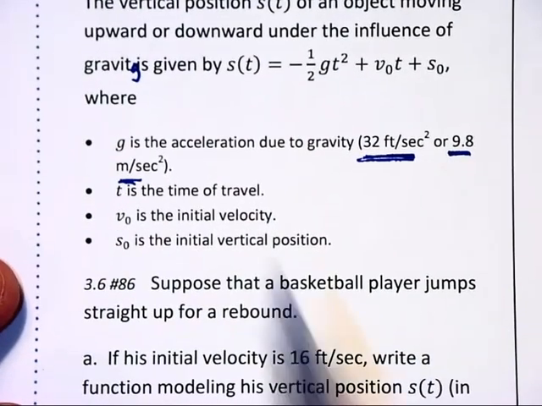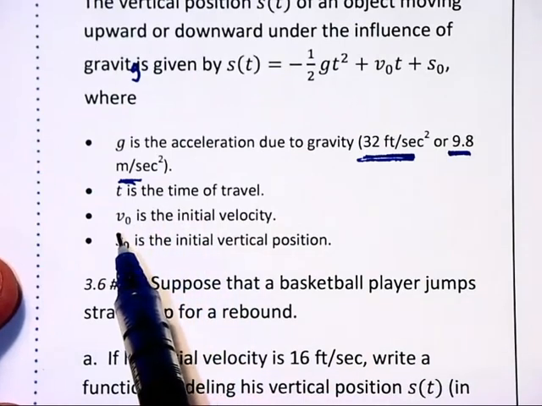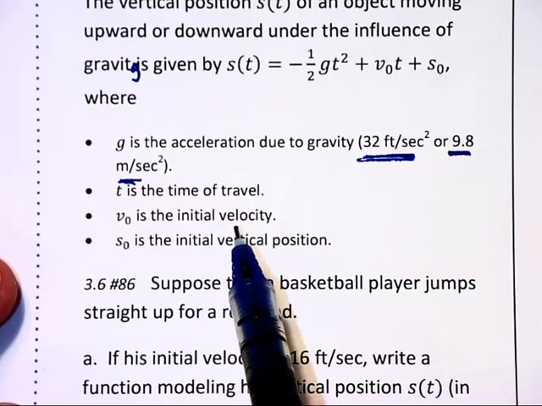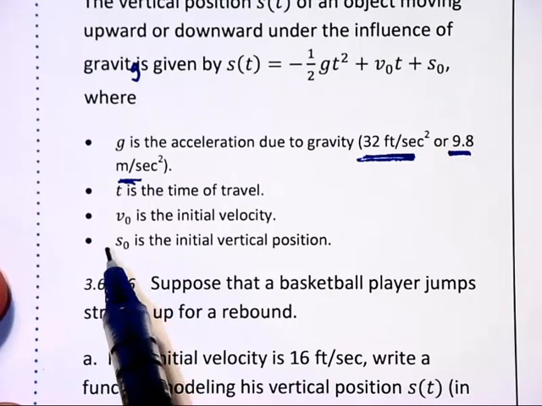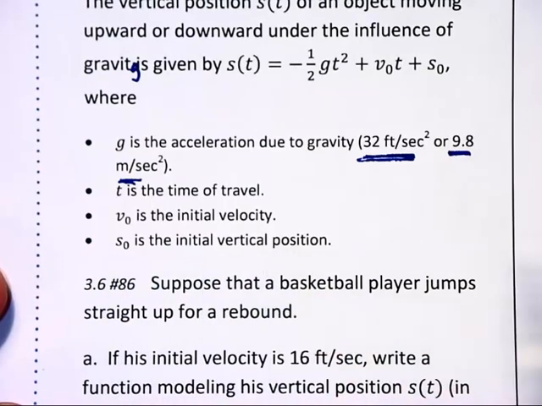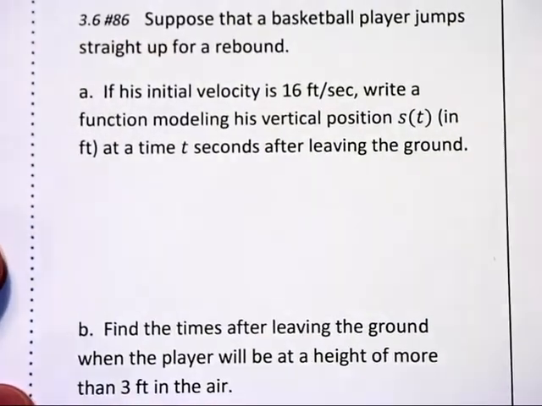Now, v subscript 0 is the velocity at time 0, also known as the initial velocity. And s, we don't use d for distance, we use s for distance. The initial vertical distance, or at time 0, is s sub 0, and so that's the initial position. That's needed for this next problem.